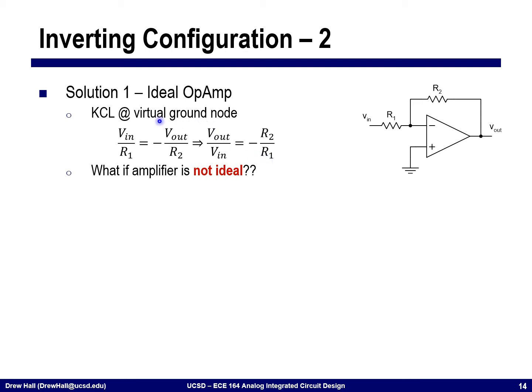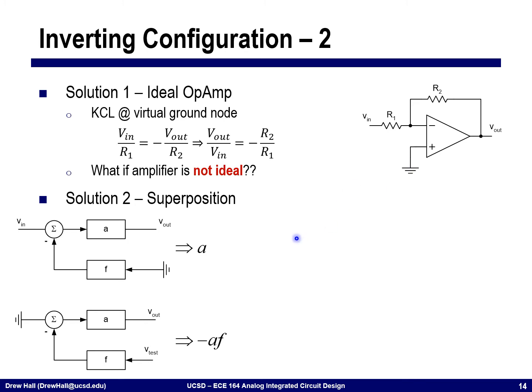This assumed that the amplifier was ideal. It was ideal in the sense that I took V minus to be equal to V plus, to be 0. If this amplifier had finite gain, for example, you might ask yourself, how do I do this analysis when the gain is not infinite? We could do it a couple of ways, one of which is superposition. So we could calculate the transfer function with the feedback network turned off, and then we could calculate the transfer function with the input turned off.